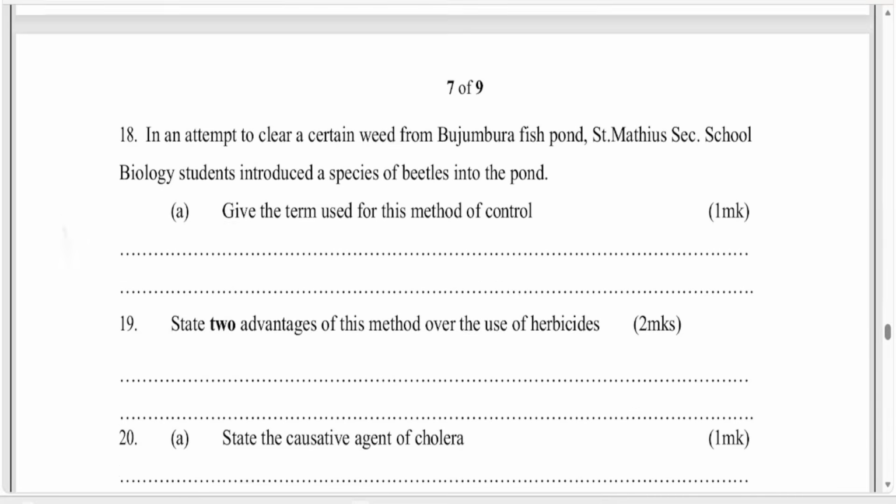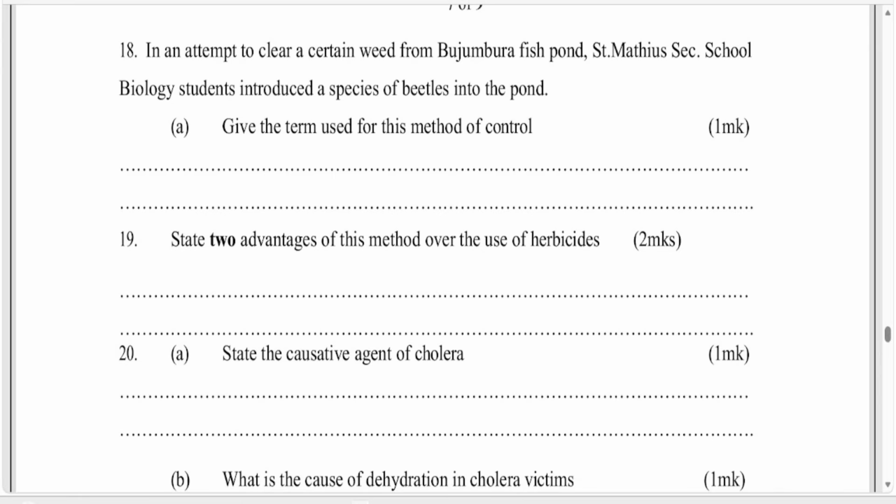Moving to question number 18. In an attempt to clear certain weed from Ujugora fish pond, St. Matthew's Secondary School biology students introduced a species of beetles into the pond. Give the term that we use to describe this method of control. The method where we use a living organism to eradicate another living organism is what we call biological control. So the answer is biological control.